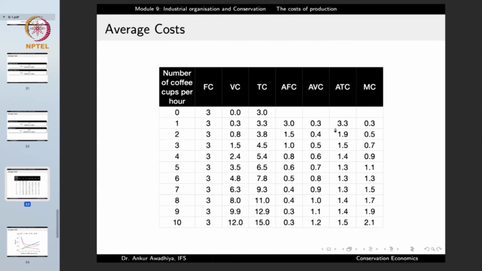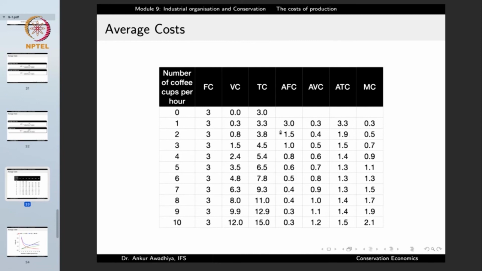Now, if we look at the average total cost, we have the total cost divided by the number of cups of coffee. So 3.3 divided by 1 is 3.3. 3.8 divided by 2 is 1.9. 4.5 divided by 3 is 1.5, and so on. So average total cost is the total cost in that particular row divided by the number of cups of coffee, and that would give us the average total cost.